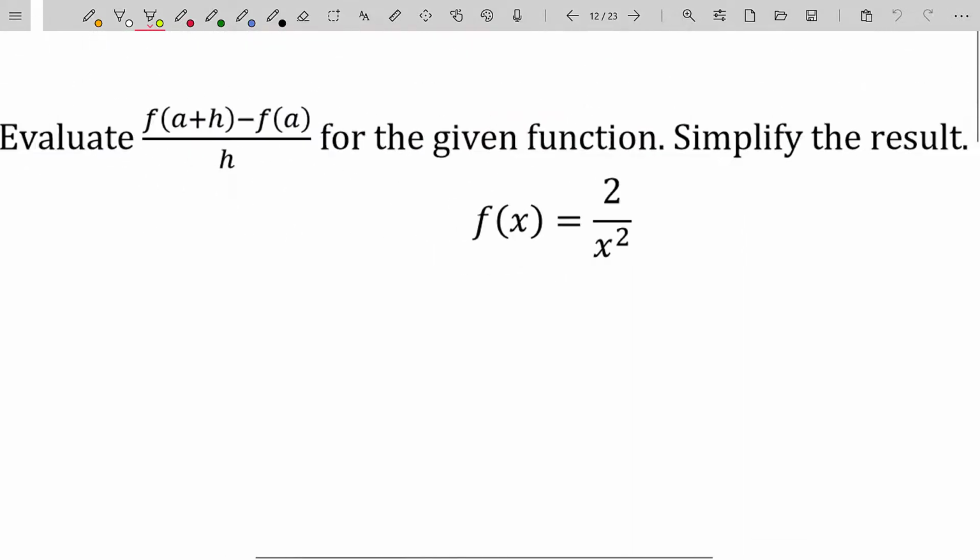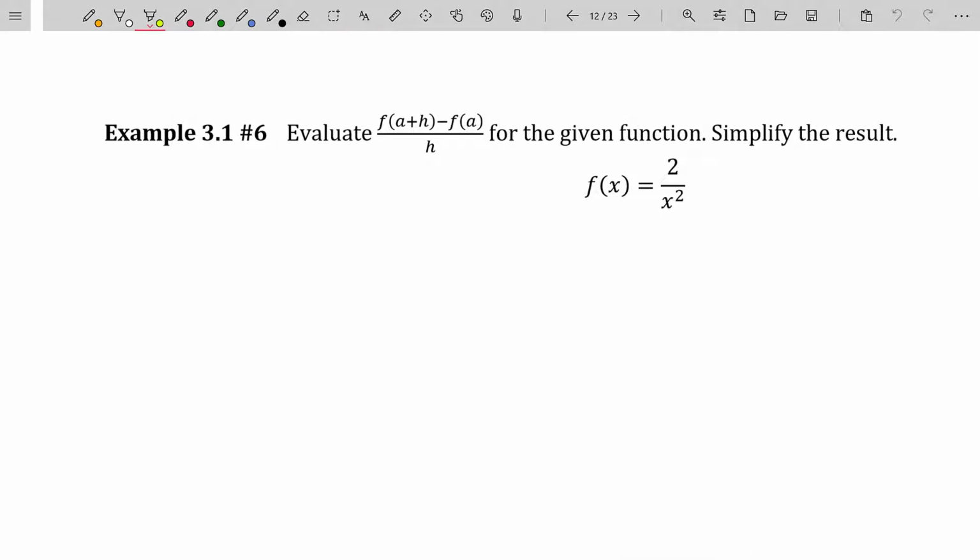I recommend the first time you see something like this to take it in pieces. You know that you need f of a plus h. So I'm going to take our given function and just go ahead and separately evaluate what is f of a plus h. Well, if you plug a plus h in for x, it will become 2 over the quantity squared, where instead of x being squared, we have a plus h being squared. I'm not going to distribute that out. I think that's a terrible idea. Leave denominators factored if you can.